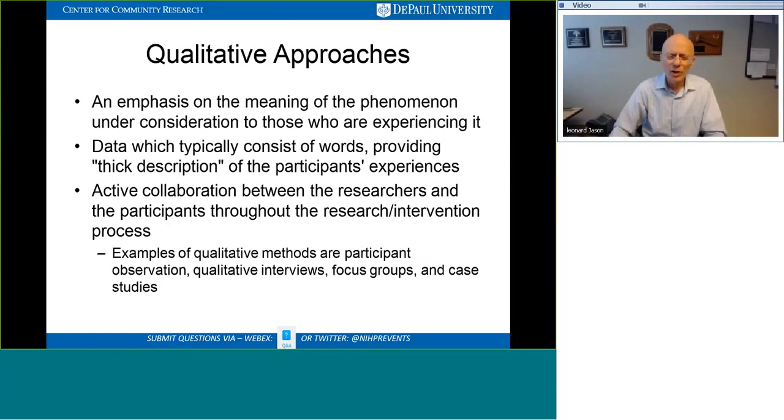Let's first talk about qualitative approaches. In these, there's an emphasis on the meaning of the phenomena under consideration to those who are experiencing it. Data, which typically consists of words, provides thick description of the participants' experiences. There's an active collaboration between the researchers and the participants throughout the research intervention process. Some examples of these types of qualitative methods are participant observation, qualitative interviews, focus groups, and case studies.